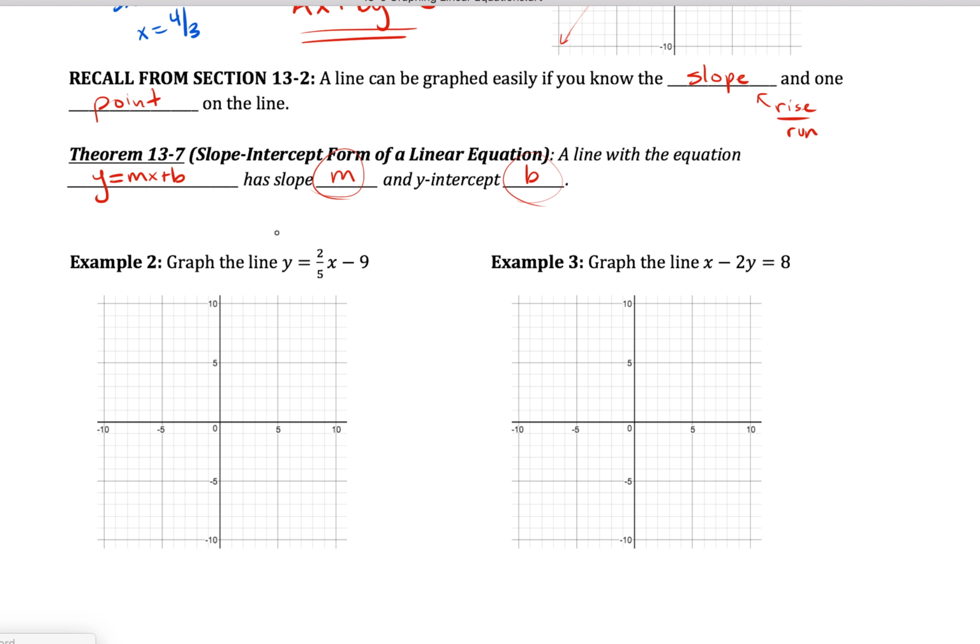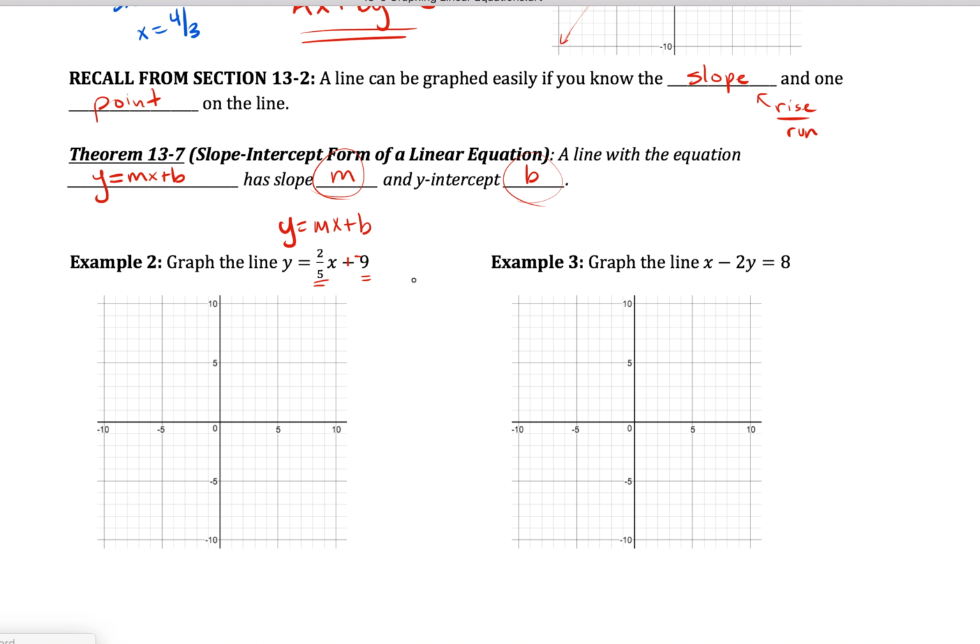But I notice that this is in y equals something times x plus something form. Yes, it has a minus sign right here, but remember, minus 9 is the same as plus negative 9, right? So this is y equals something times x plus something. And those two somethings are what's going to allow us to graph this pretty easily. So follow along, I'll show you what we're going to do. Hopefully this sounds pretty familiar back from Algebra 1.